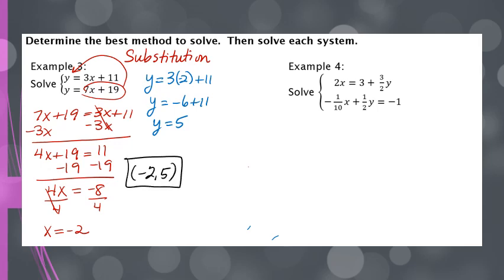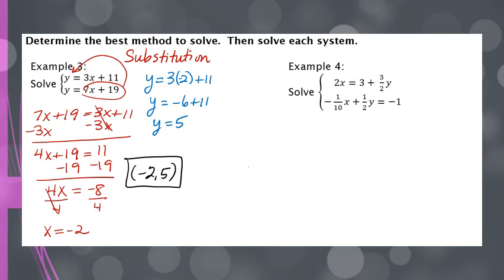All right, so substitution was the best way there. Now I'm taking a look at example 4. This one is a total mess. So the first thing I'm going to do, before we even talk about what kind of solving would be best, is get rid of the fractions, because I think the fractions make things look so much more complicated than they need to be.